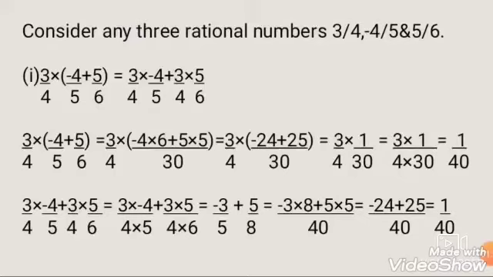The RHS is 3 by 4 into minus 4 by 5 plus 3 by 4 into 5 by 6. Now let me take the two multiplication terms. First, 3 by 4 into minus 4 by 5. Likewise, 3 by 4 into 5 by 6. So we get 3 into minus 4 by 4 into 5. So 4 and 4 get cancelled. So we get minus 3 by 5.